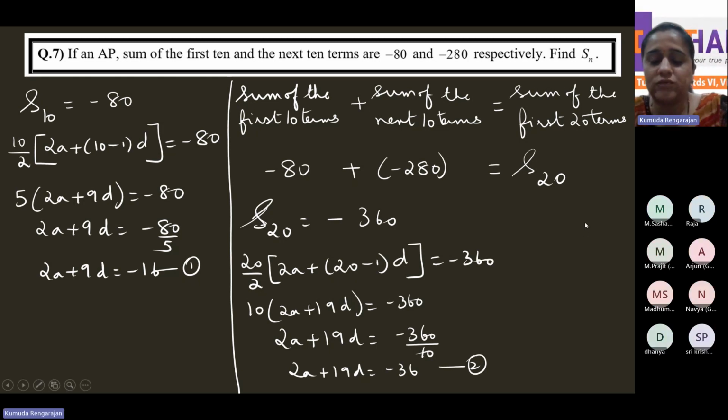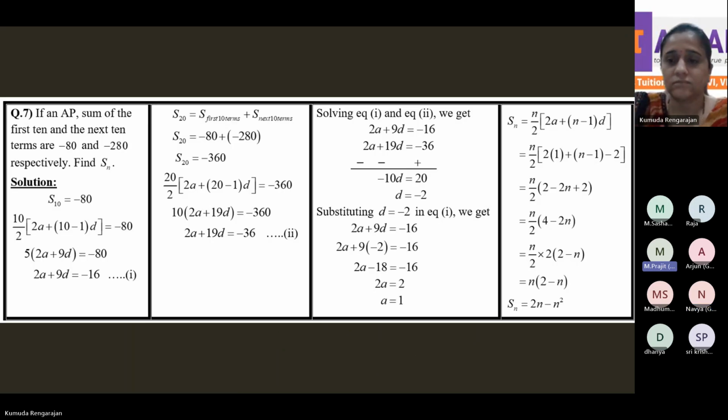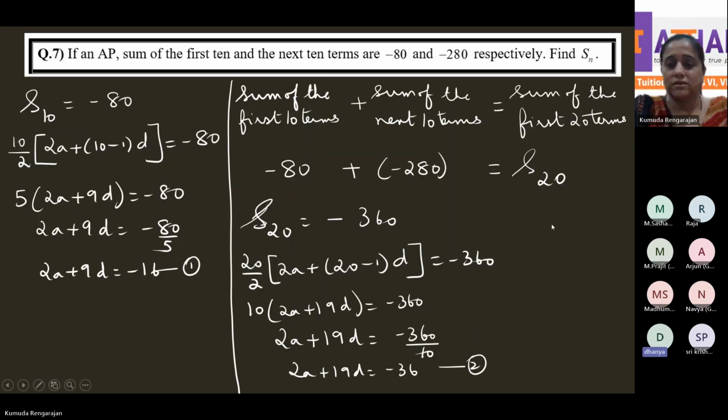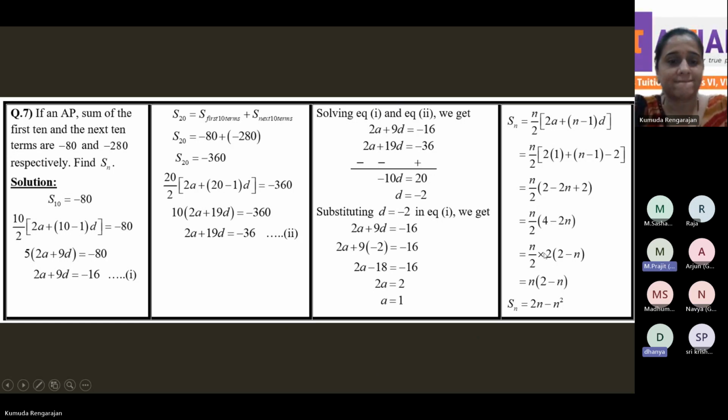Yes, children, what are the values of a and d? D is minus 6 by 5. And d is minus 2. A is 1 and d is minus 2, ma'am. I got the same answer. Sashank, please check where you've gone wrong.